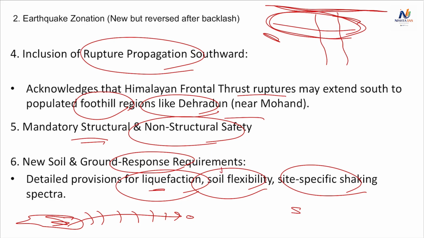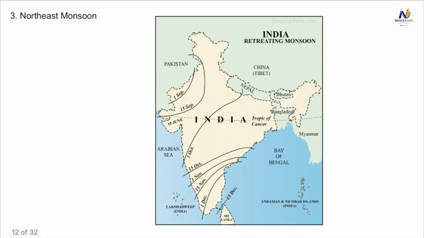So hence while you construct the buildings, your soil flexibility, liquefaction and site specific shaking, all those things should be observed. As the rules became so stringent, there was lobbying on this. That is why the report was backtracked, or it was repealed, we can say. The new report comes, and whenever it comes we will see what new things have come. However, as the Himalayas have seen so many earthquakes, this map also becomes very important.